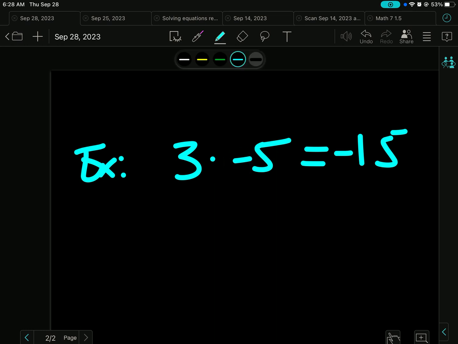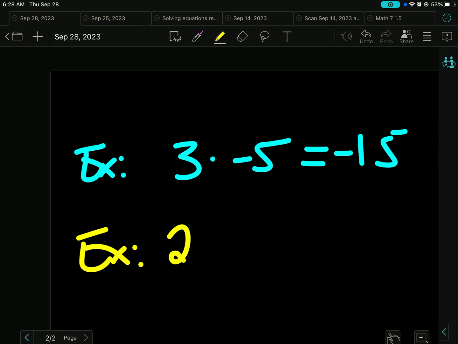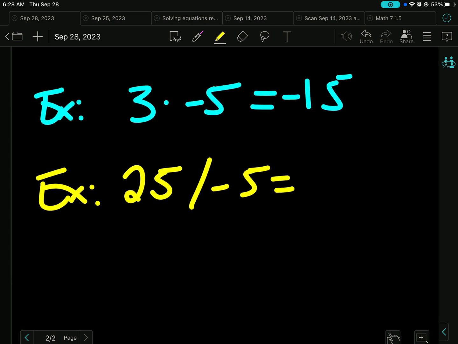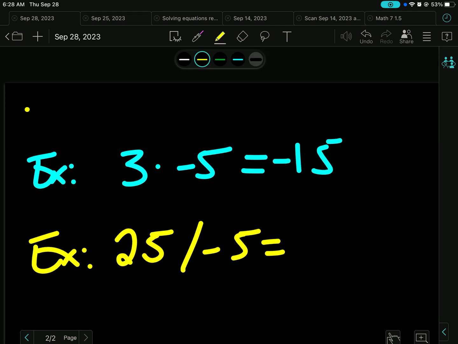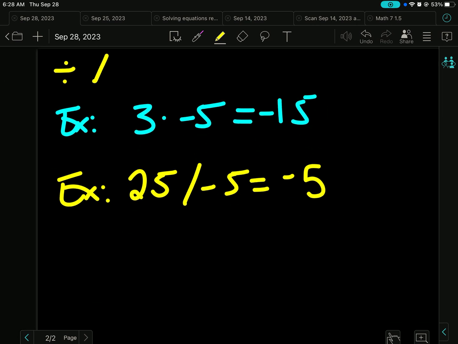Okay. Let's practice a dividing one. So let's say we have 25 divided by negative 5. Just so you know, we're not really going to see the division sign as much anymore. We're going to see it more as the slash or our fraction bar, okay? So 25 divided by negative 5. I know 25 divided by 5 is 5, and a positive divided by a negative is a negative. Also, by the way, no calculators today, okay?